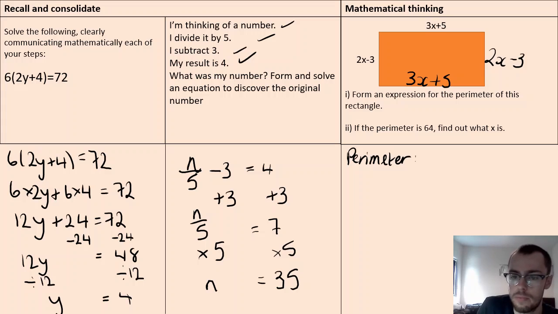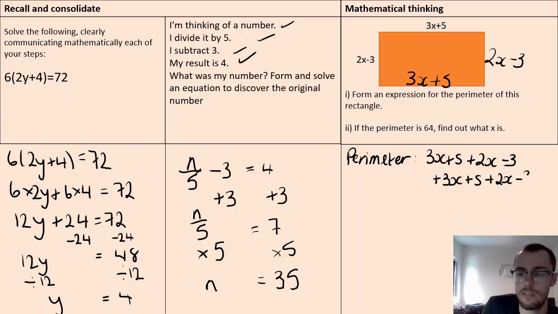So form an expression. So perimeter. We have 3x plus 5 plus 2x minus 3 plus 3x plus 5 plus 2x minus 3. Okay, let's collect like terms. How many x's do we have? We have 10x, 3x plus 2x, plus 3x plus 2x is 10x.